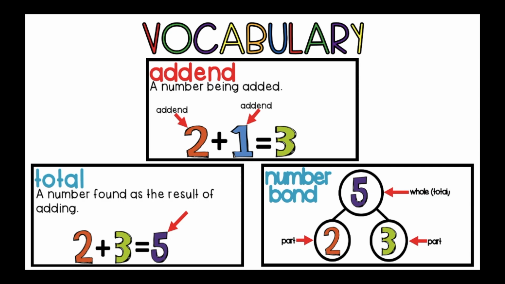In our number bond, the big circle either at the top or the side is the whole or the total. And then the two smaller circles are our parts. In this case, it's 2 and 3.